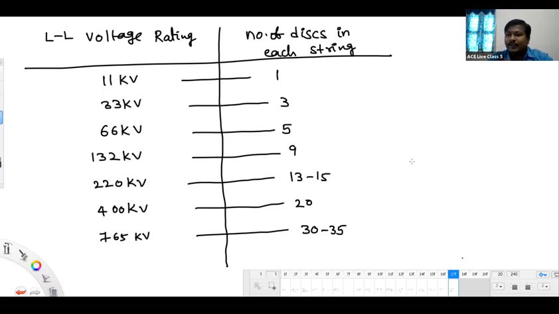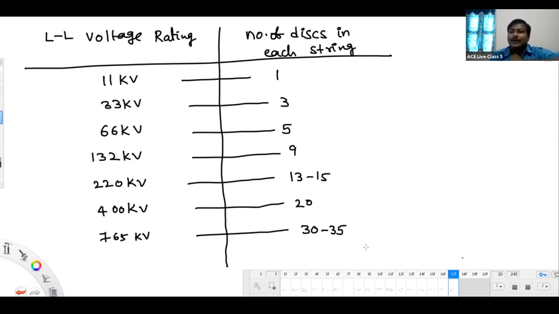And for the string, you check how many discs you are using in each string. For example, I have seen one insulator outside. Number of discs is 21. What is the voltage level of that? Tell me, please. 400 kV, close to that. You should check the closest number.